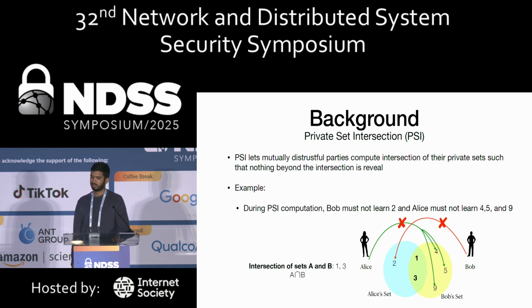Consider the following example with two parties, Alice and Bob. Alice has elements 1, 2, and 3, and Bob has set elements 1, 3, 4, 5, and 9. After the PSI computation, both Alice and Bob learn that the intersection is 1 and 3. However, Bob must not learn that Alice has 2, and similarly, Alice must not learn that Bob has 4, 5, and 9.